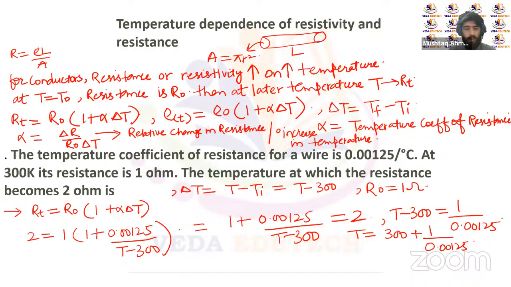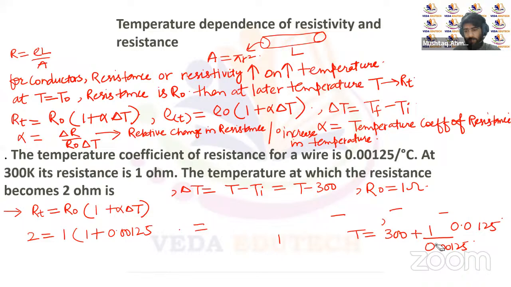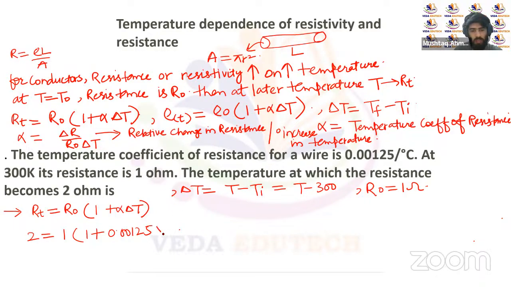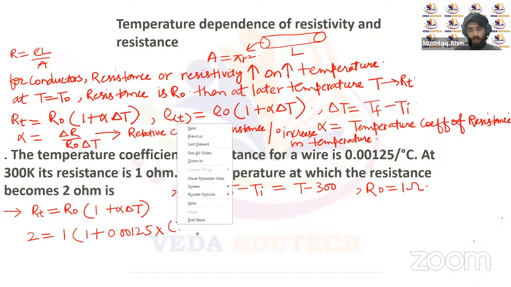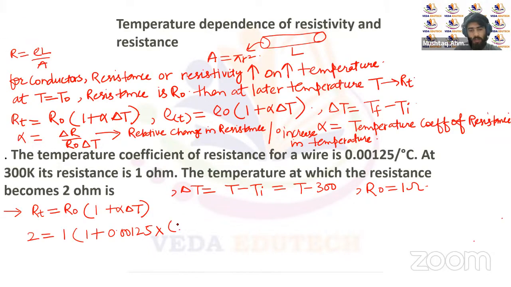Let's recheck it. R naught was 1 ohm, and 1 plus alpha, where alpha is given as 0.00125 per degree centigrade, times delta T. So delta T has to be multiplied here. We have divided by delta T, and we cannot divide delta T here. It has to be multiplied. Delta T is nothing but T minus 300.